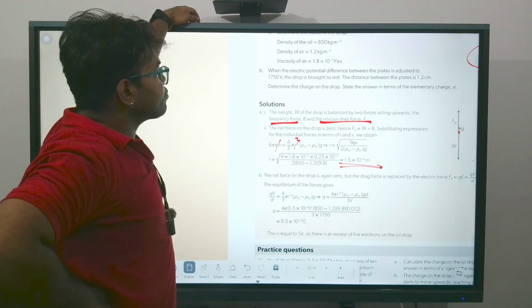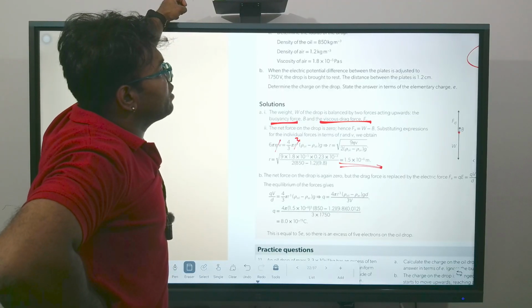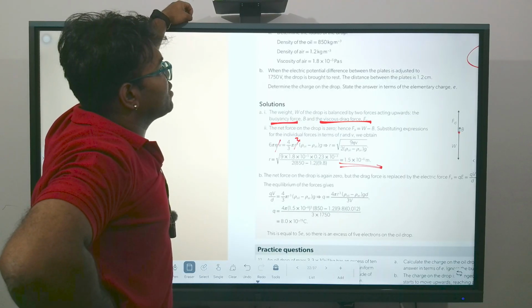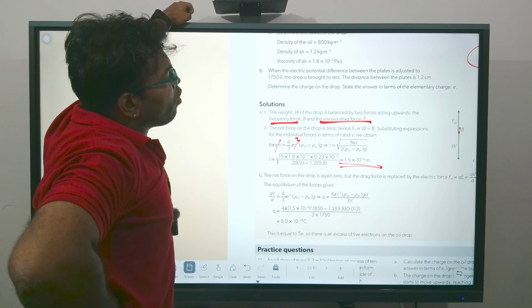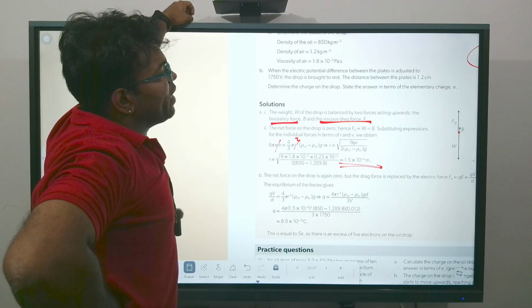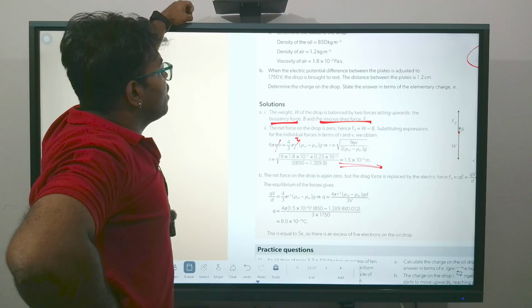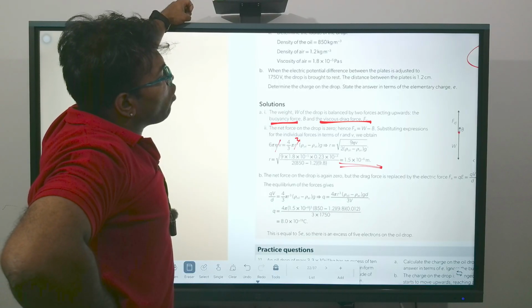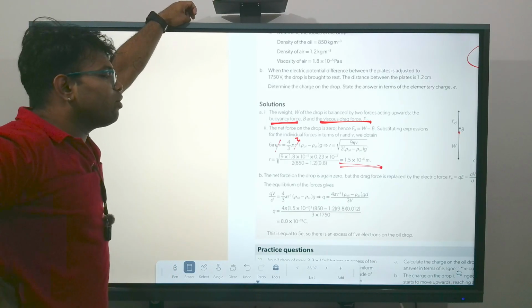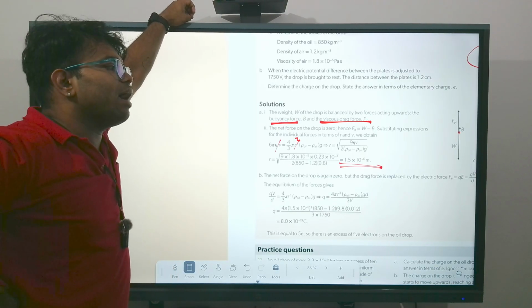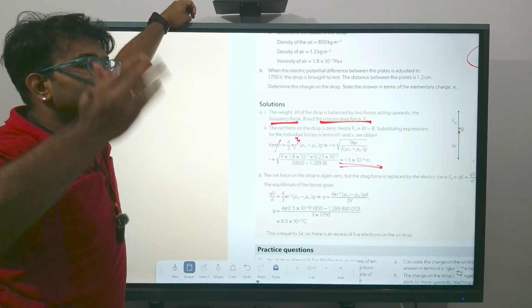Okay. When the electric potential difference between the plates is adjusted to 1750 volts, the drop is brought to rest. The distance between the plates is 1.2 centimeter. Determine the charge on the drop. State the answer in terms of elementary charge. Okay, now basically what is happening here? Now there is another force.